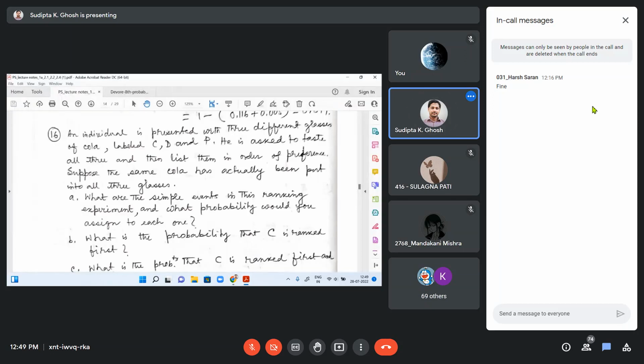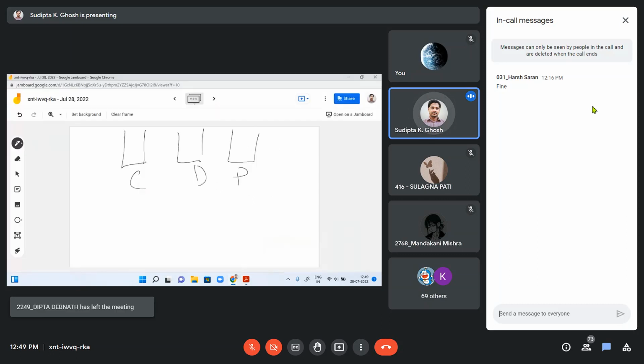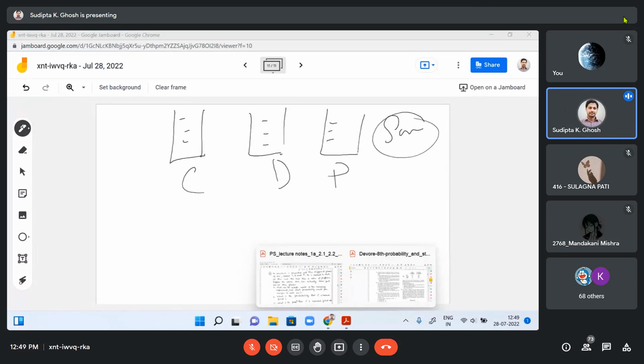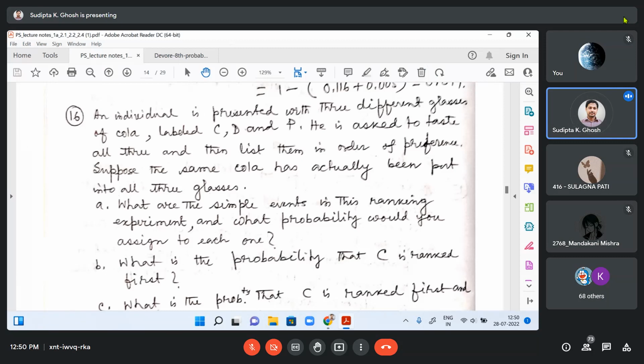Now, preference. Suppose the same cola has actually been put into all the glasses. Suppose Pepsi or Thums Up, whatever it may be. It is basically the same thing that is provided, identical, but the person wants to give some preference, either CDP or DPC, like this. Then they have asked some questions. Now, what are the simple events in this ranking experiment, and what probability would you assign to each one?